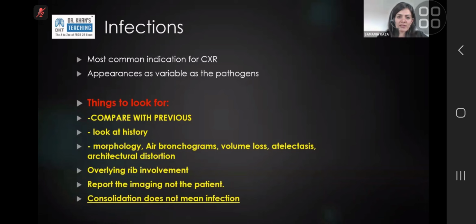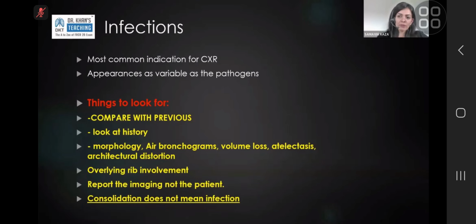When the question is infection and you have a chest X-ray in front of you, like I said in my previous session, your best friend is always the previous film. If you have a previous film to compare to, reporting of any chest X-ray immediately becomes immensely simpler than if you had nothing to compare to. Obviously, history for consolidation or airspace opacification is almost as important, or probably more important, than the previous film.